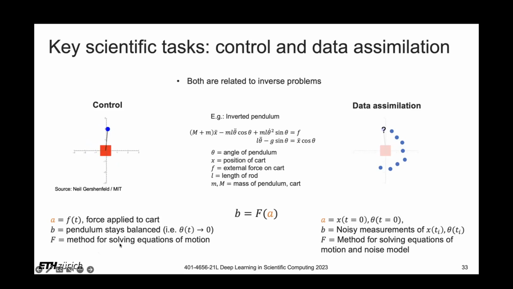Kind of related to that is data assimilation. This is a slightly different task. This is saying, okay, I've got a bunch of observations of the position of the pendulum here. So where did the pendulum start? And these observations are noisy, so I'm not exactly sure where it started. And so again, you can frame it as an inverse problem where here is the starting position of the pendulum, B is some noisy measurements through time, and F again is a method for solving the equations. So you can start to see how all these tasks are related and tied together.